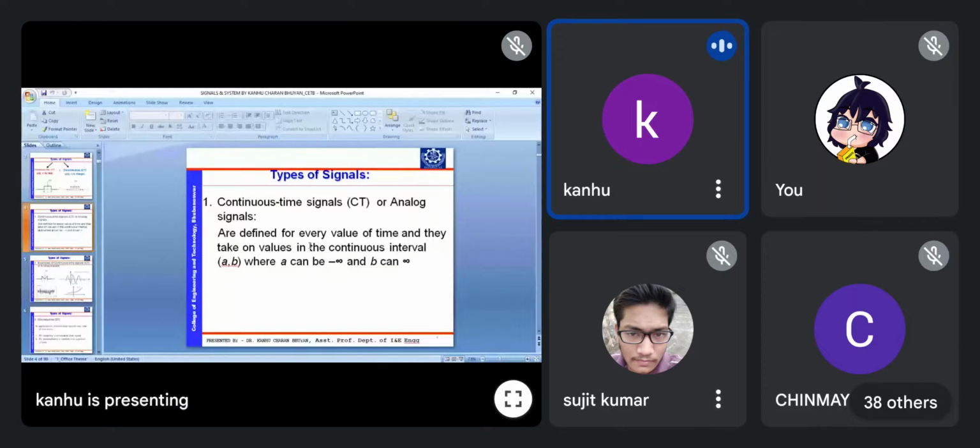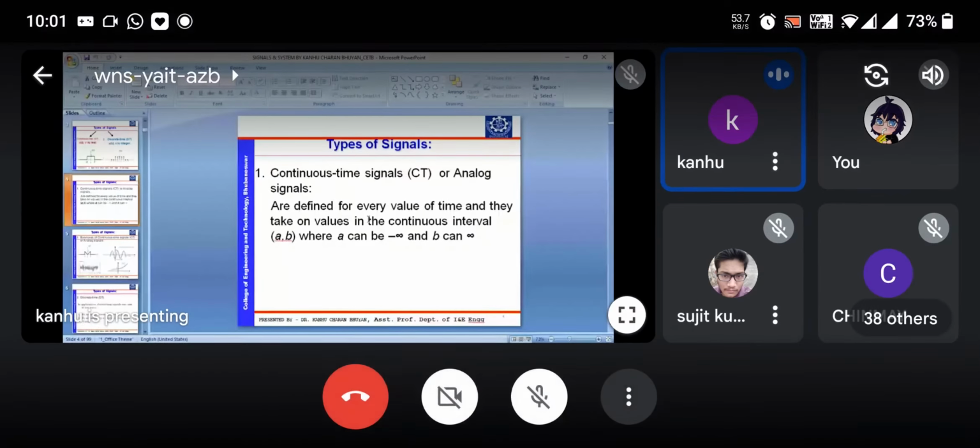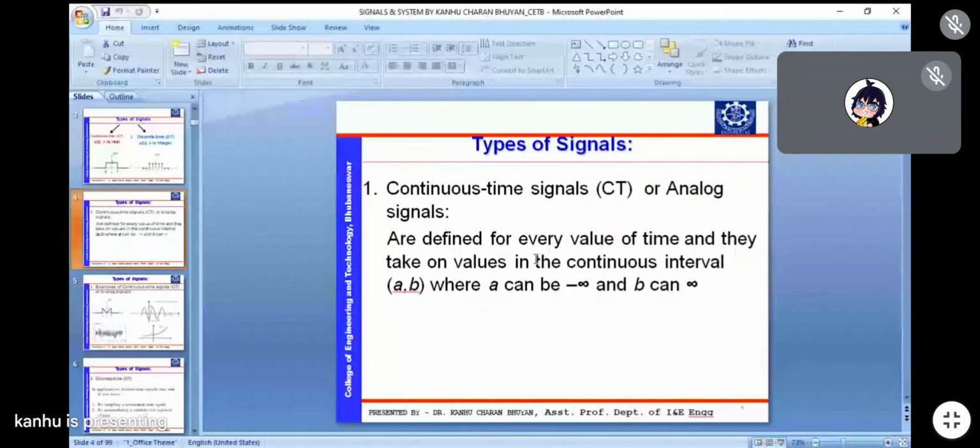Actually, this is the continuous time and discrete time already. Then come to the signal representation. Signal representation, just write down the methods. That is functional representation, tabular representation, and sequence representation.